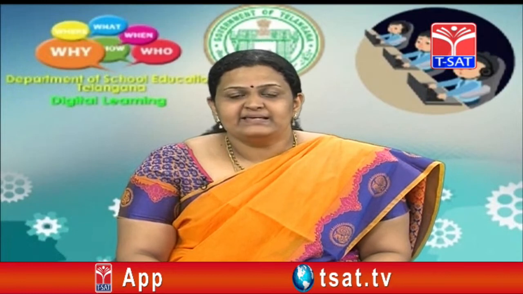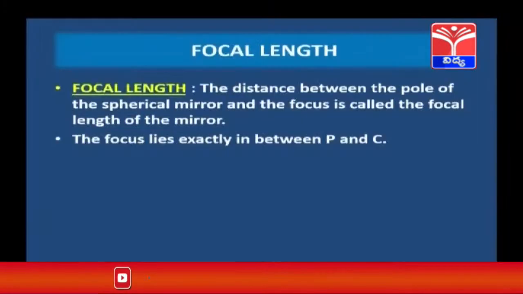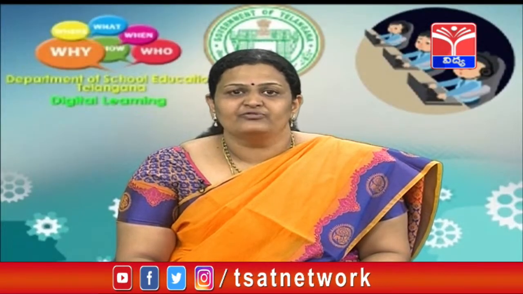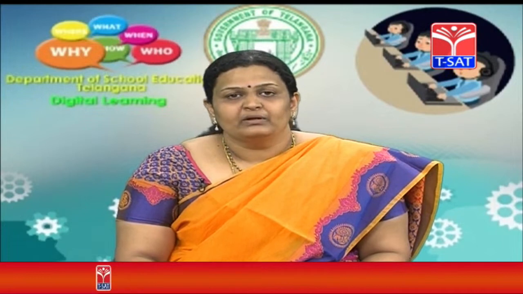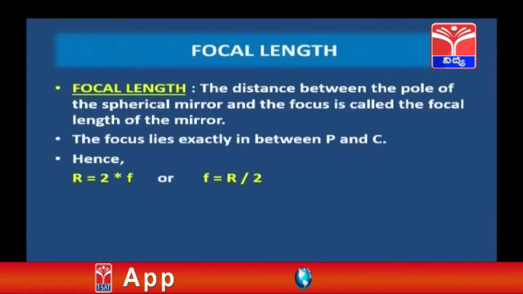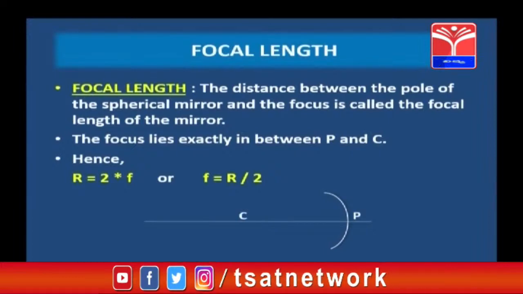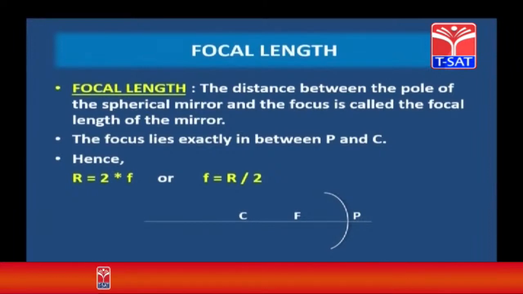The focus lies exactly in between the pole and the center of curvature. What does it mean, children? The focal length is exactly half of the radius of curvature, or we can write r is equal to 2f, or f is equal to r by 2. Important relation between focus and the radius of curvature. This is the mirror, the principal axis, pole, center of curvature, and the focus lies exactly in between.